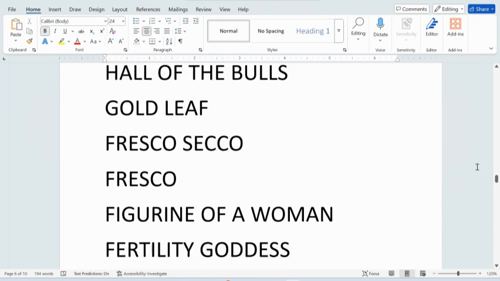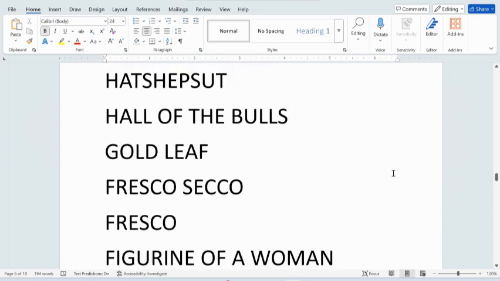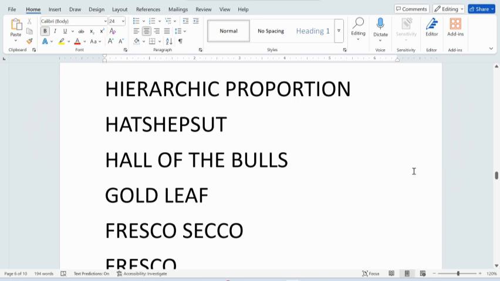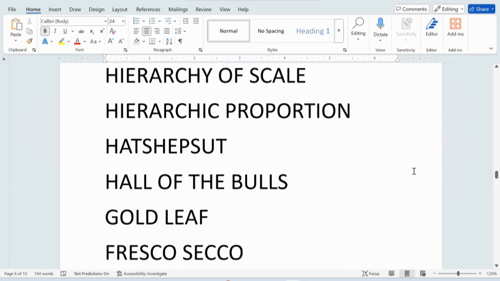The Hall of the Bulls will be on the test. Know the style. Hatshepsut is on the test. All right, know who she is. Hierarchic proportion and hierarchy of scale are both on the test. Both of those terms, they both mean the same thing.